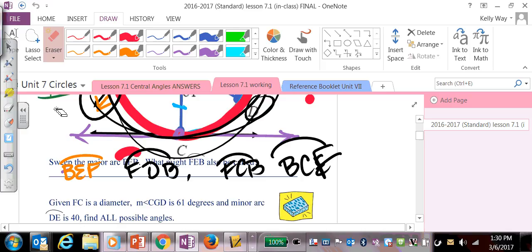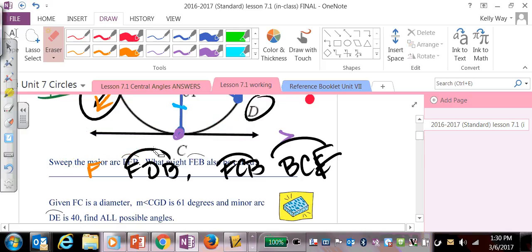Thank you. Yes. Perpendicular means make a right angle. Oh, no, I haven't. I'll do that right now.